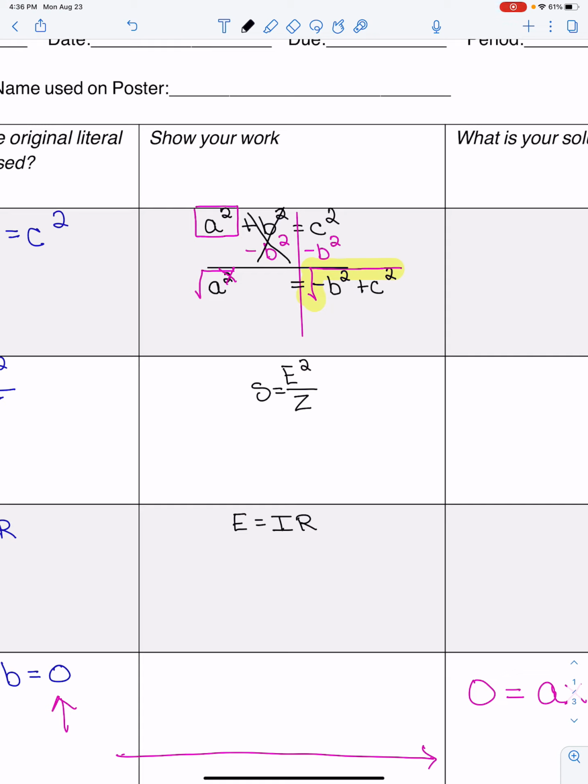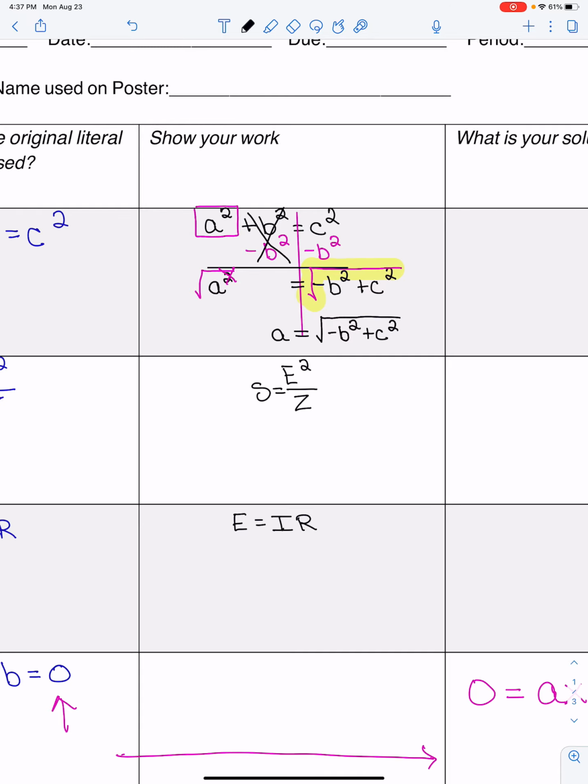So my answer at that point, because the square and the square root cancel out, I've got a is equal to the square root of the negative b squared plus c squared. Okay.